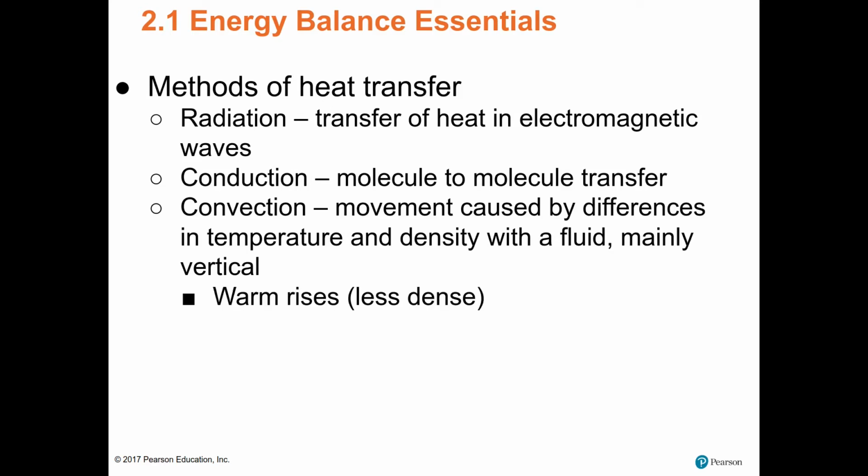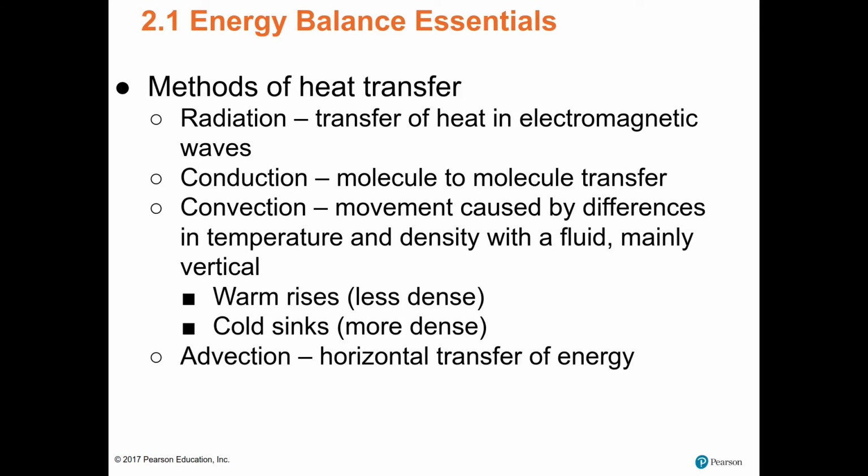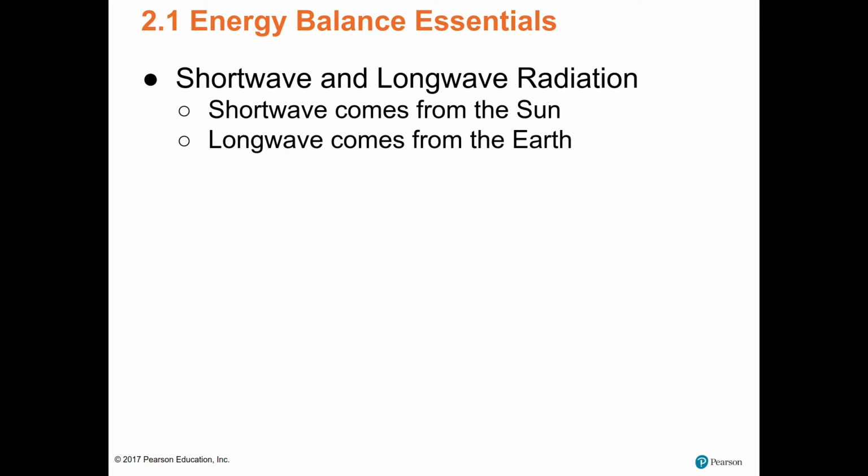So here's just the words. You can read those on your own. Shortwave and long-wave radiation. So shortwave is light, long-wave is heat. Shortwave comes from the sun. Long-wave is what Earth radiates. The sun also does radiate some long-wave, but it's mainly shortwave.